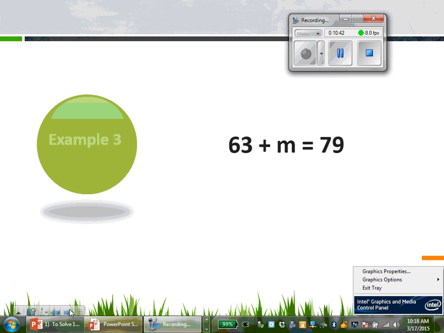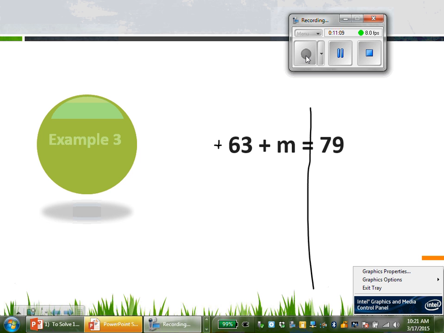Okay, why don't you try this one on your own? All right, so the goal is to get m by itself. What's with the m? A positive. So this plus sign, does it help me out at all? Not really, because that plus sign belongs to the m. That's a positive m, okay? But this plus sign, that's the sign that tells me what to do.